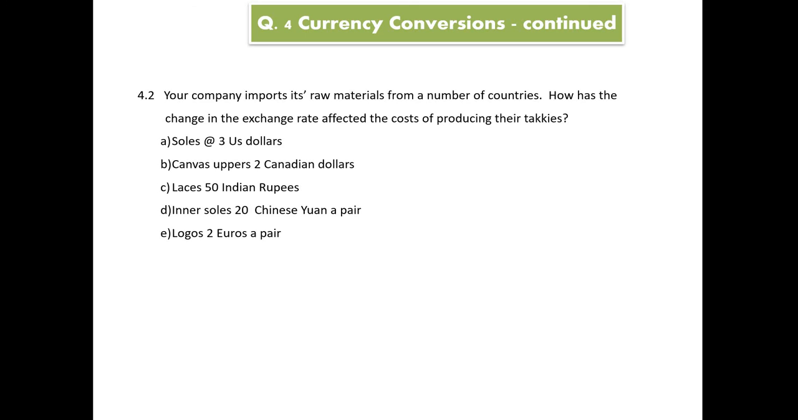The second question asks you, your company imports its raw materials from a number of countries. How has a change in exchange rates affected the costs of producing their tackies? Okay, so now you need to calculate how much the soles would have cost at $3 a pair, on the 1st of January and on the 15th of May respectively, and do the same for each one of those, and then how has it affected the overall cost of the raw materials for a pair of tackies.